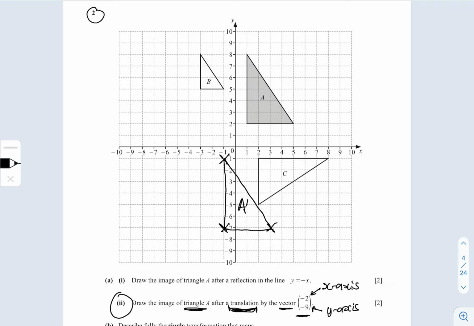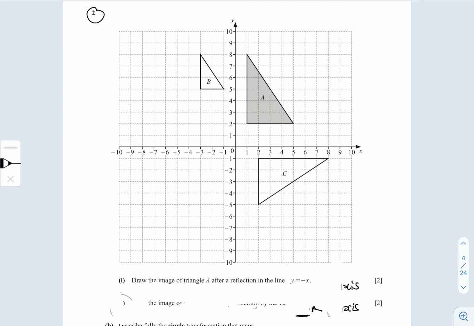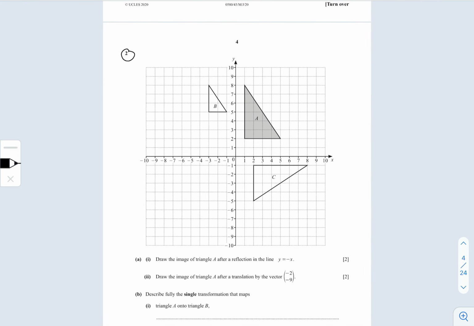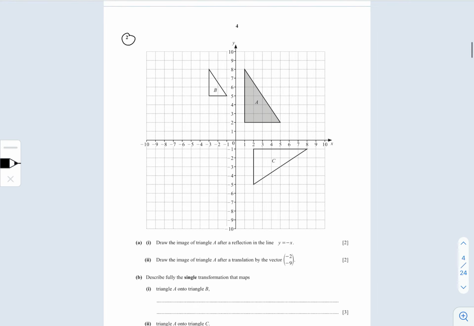Now let's look at 2b part 1. Let's clear out this page. So in B part 1, it mentions to describe fully the single transformation that maps triangle A onto triangle B. Because the question is 3 marks, therefore you need to give 3 points. This is triangle B and this is triangle A.